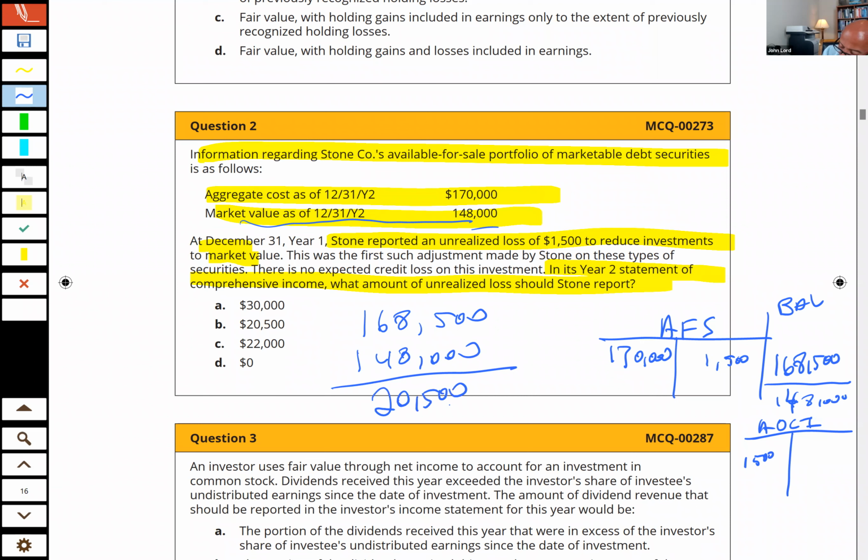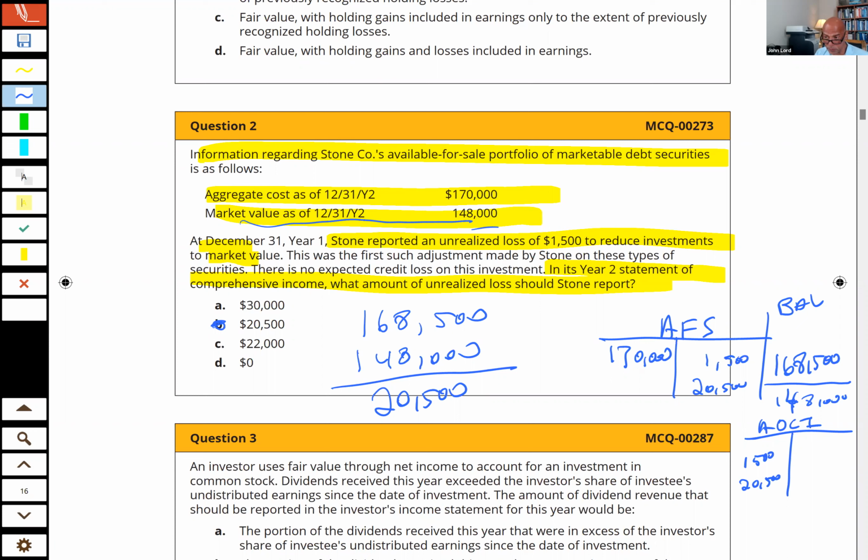So what would we do? We would go ahead and credit the security now 20,500, debit the other comprehensive income, and close that to what? 20,500. Okay, so in year 2, we would take that 20,500. Now, if the question asks me what is the amount that should be shown in accumulated other comprehensive income, then the answer would have been what?